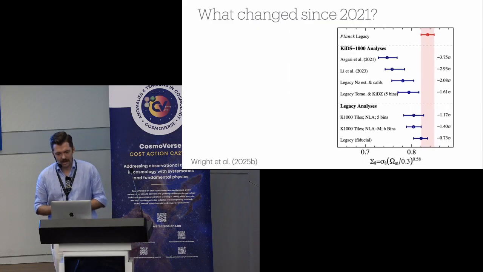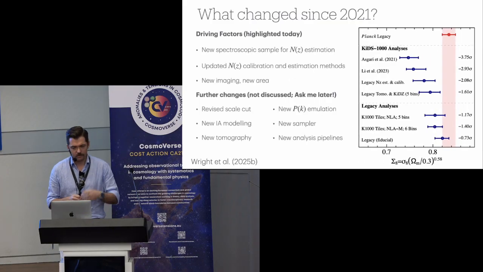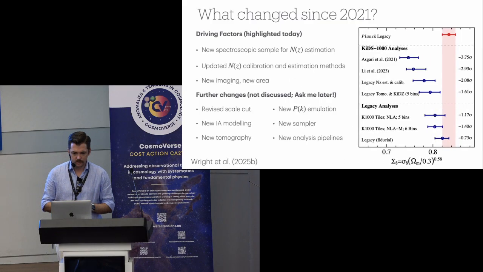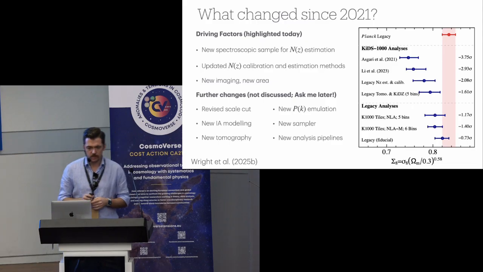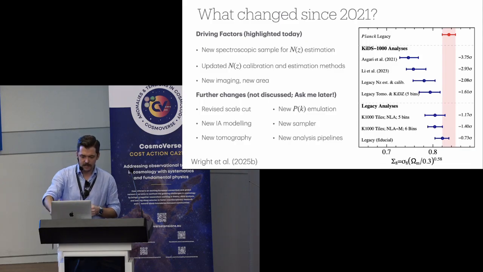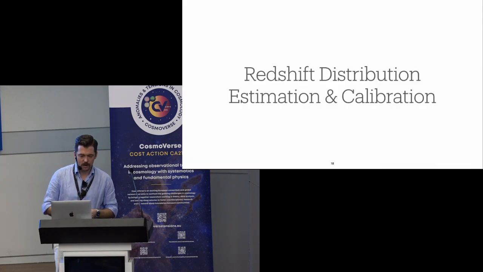So I'm going to talk about a few of these points today. I'm not going to have time to go through the developments of all of the things that we changed in Kids Legacy, but I will focus on the change to the spectroscopic calibration method and the estimation of our N of Z, and lastly on some of the changes to our imaging.